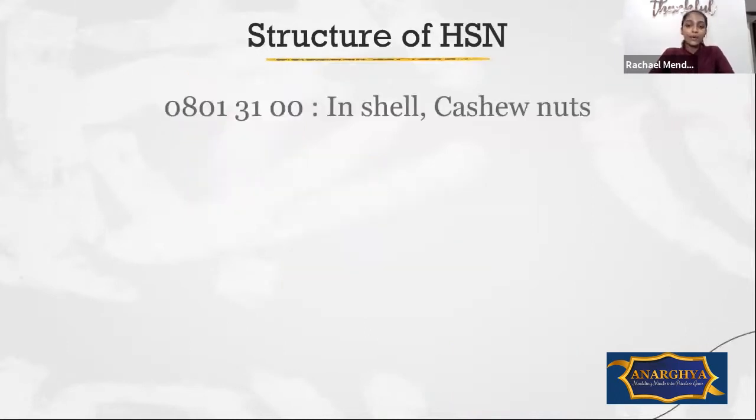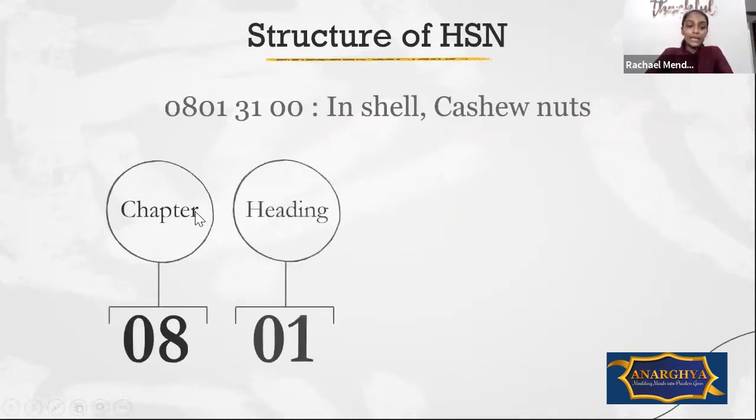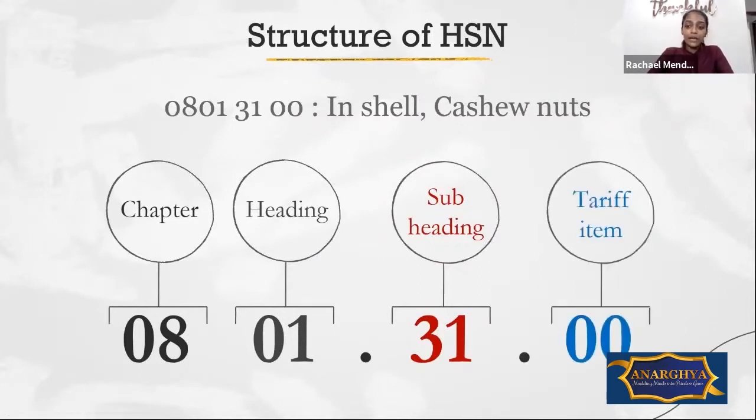Here is an example of an 8-digit HSN code for in-shell cashew nuts. So do these digits signify anything at all? The first 2 digits, that is 08, represent the chapter number. The next 2 digits following the chapter, that is 01, refer to the heading. The next 2 digits, that is 31, refer to the subheading. And the last 2 digits, 00, refer to the tariff item.